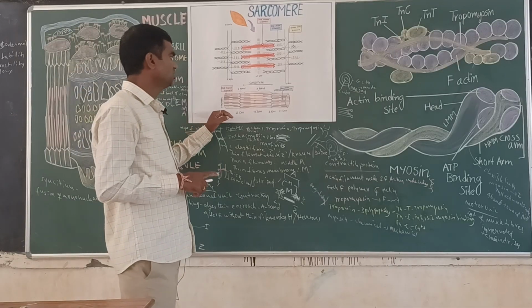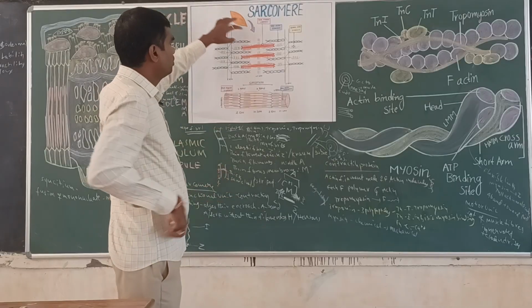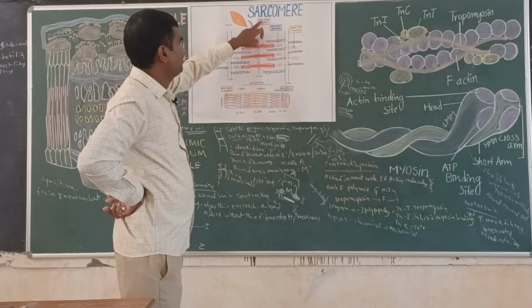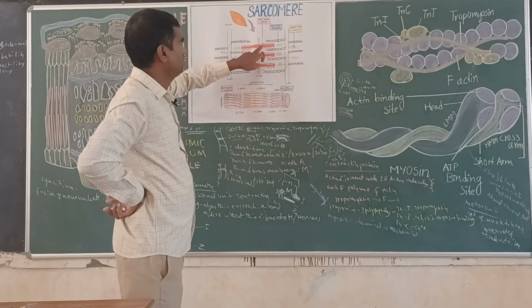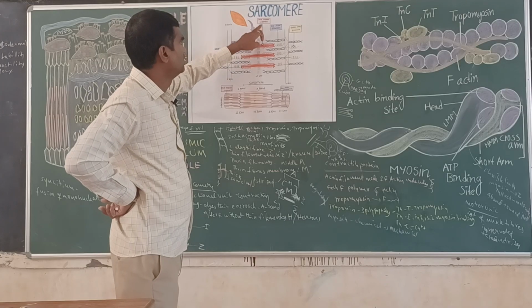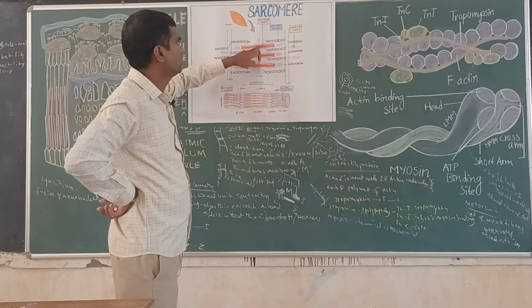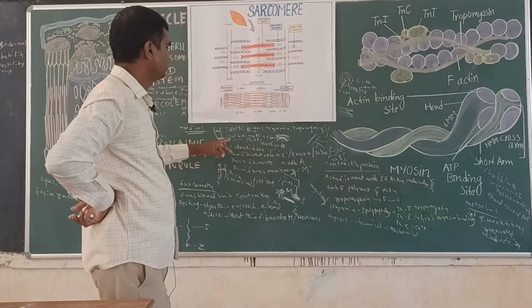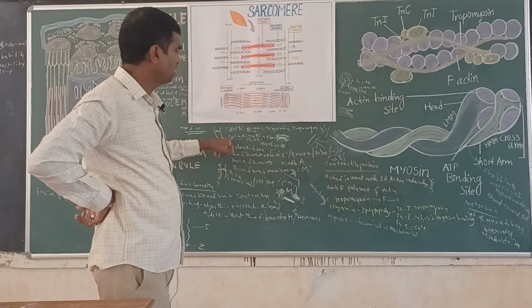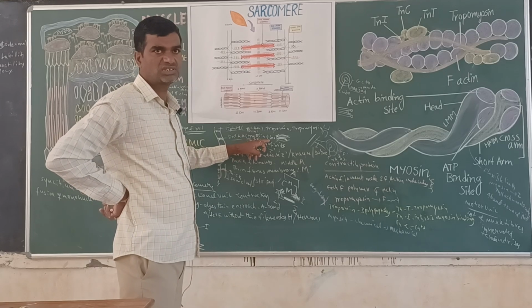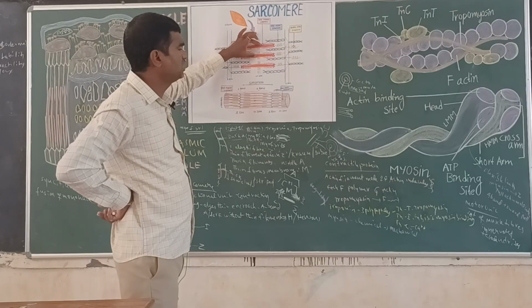And now see here about the sarcomere, this is the muscle. Here it is called the thick myosin filament, in red color. Myosin, we know, is the dark band, a thick filament. Here it is a rod-shaped structure. So this is red color.